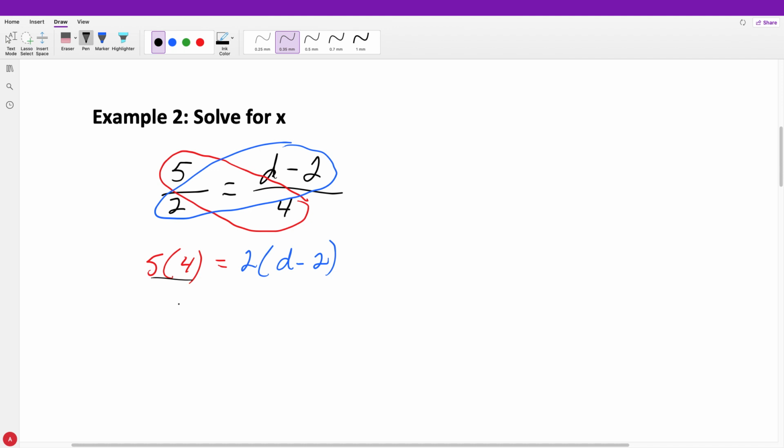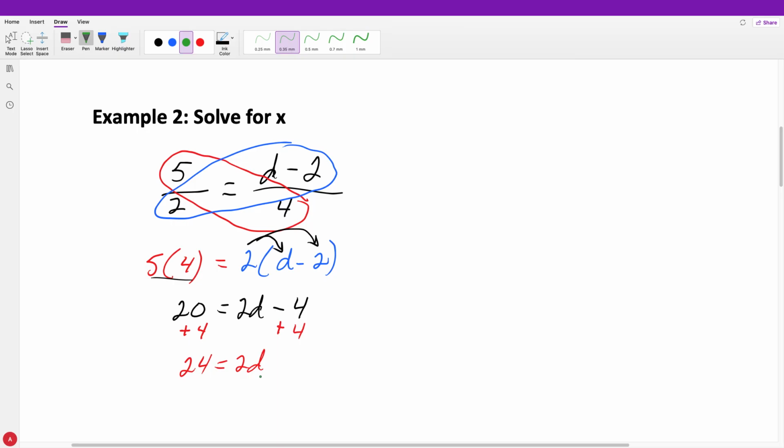All right, now we can go ahead and simplify. We can do 4 times 5, which is 20. And we're going to distribute that just like we did in our other problems. This is nothing new. 2 times d gives me 2d, and 2 times negative 2 gives me minus 4. And now we can go ahead and solve. Well, I'll get rid of the minus 4 by adding. So 24 is equal to 2d.